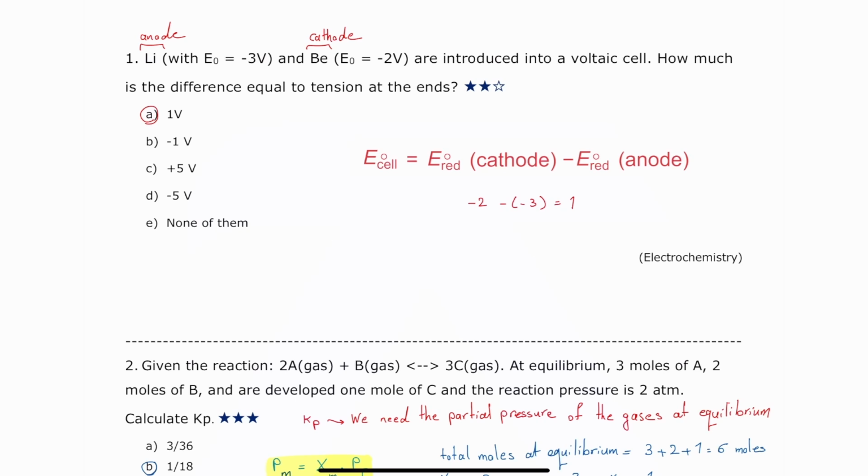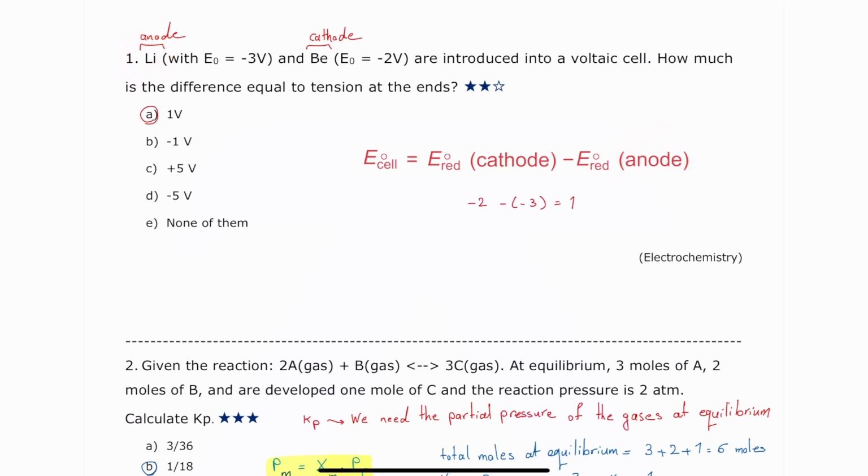Let's get into this. The first question says lithium with E0 minus 3 volts and beryllium with E0 minus 2 volts are introduced into a voltaic cell. How much is the difference equal to tension at the end? We know that E0 of a cell would be the E0 of reduction of cathode minus the E0 of reduction of anode. So the most important thing in this question is to understand which one is cathode and which one is anode.